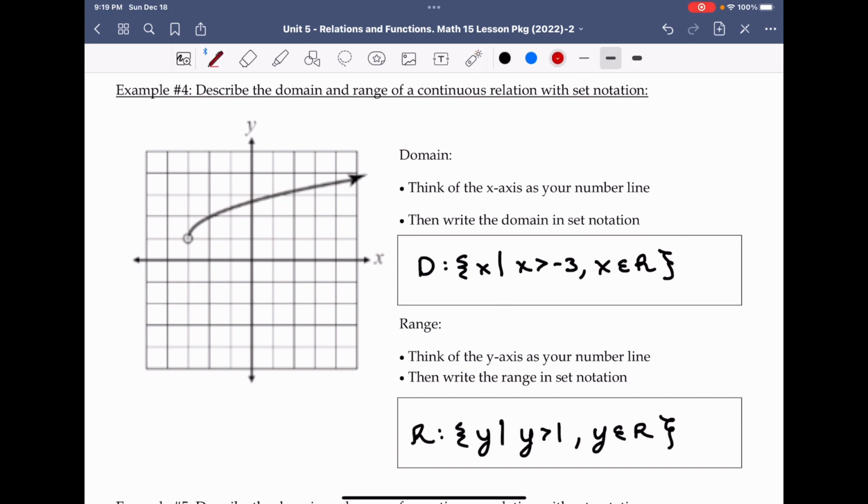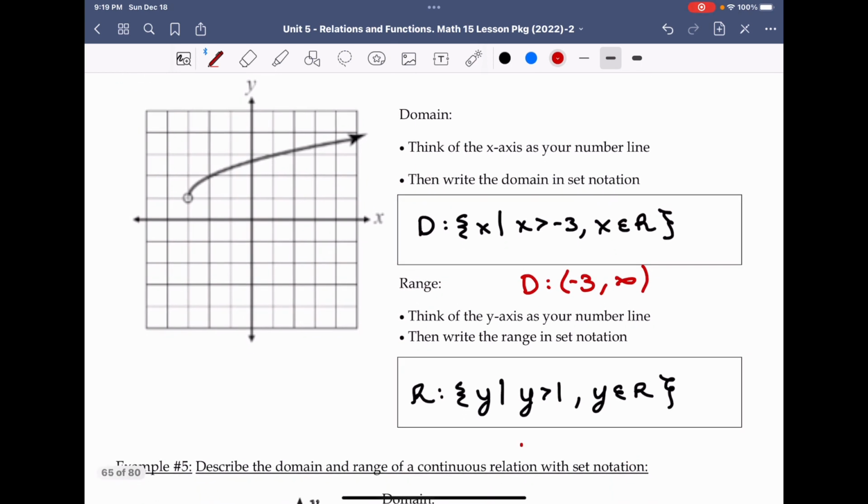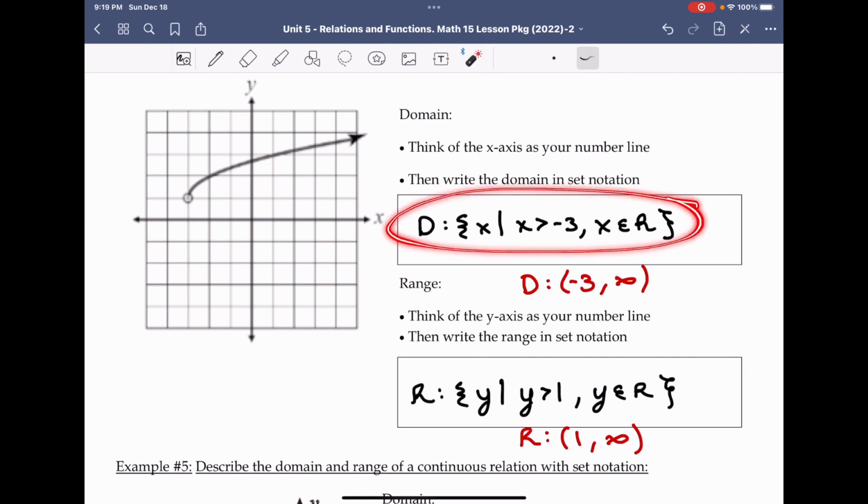Okay, interval notation again. Domain, our lowest value is -3 and it's not included, so it gets a round bracket. Infinity always has a round bracket. Our range, well, it occurred at a lowest value of 1, which has a round bracket because of the circle, and it goes as high as positive infinity, round bracket. Yet again, set notation, interval notation.